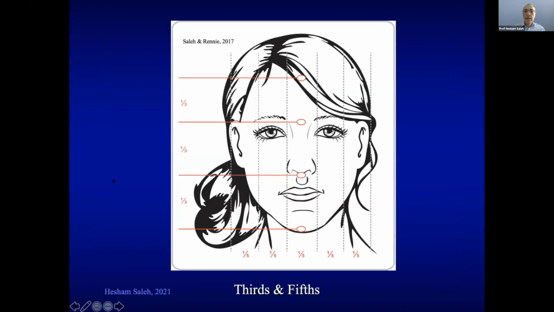And this is what we talk about, facial asymmetry, and the way to measure it. You divide the face into these horizontal thirds, from the chin, nasolabial angle, to the root of the nose and hairline. So they should be fairly symmetric.